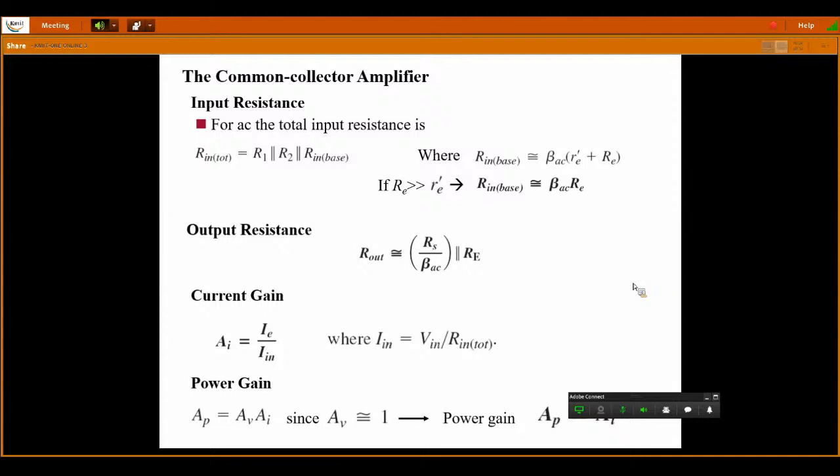Right. So output resistance is approximately equal to RS by beta AC in parallel with your RE, and the current gain is equal to output current to input current, IE divided by Iin. So power gain is the product of your voltage gain and current gain. Almost your voltage gain in your common collector is 1. Hence power gain is approximately equal to the current gain in your common collector amplifier.